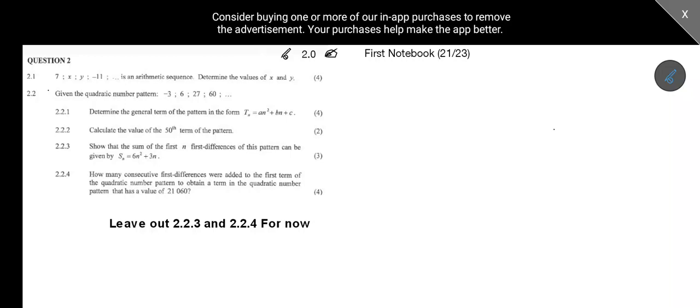In this lesson, we'll be solving a question paper based on arithmetic as well as quadratic sequences. So let's start with 2.1. 7x, y, negative 11 is an arithmetic sequence. Determine the values of x and y.